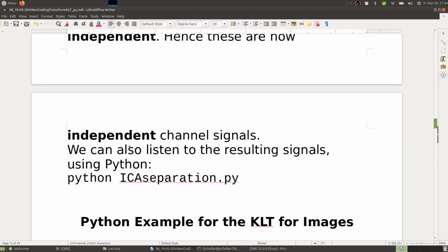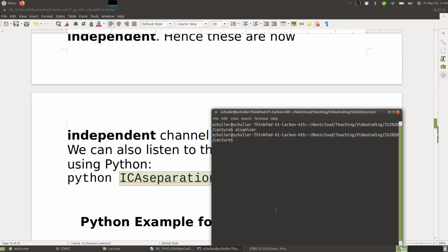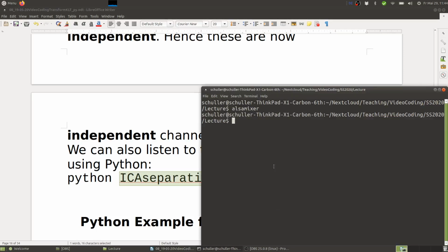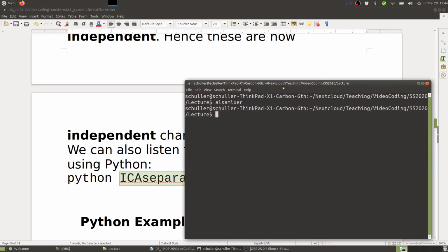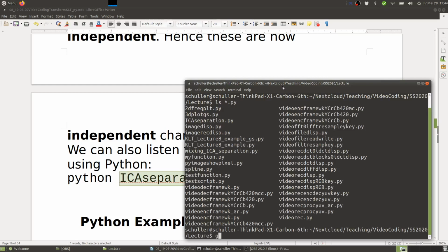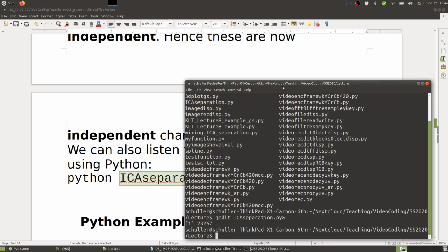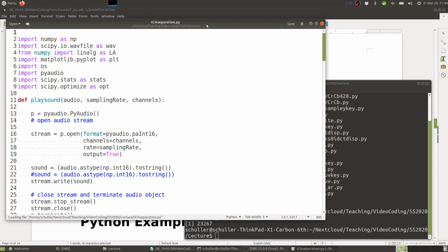We can now also listen to the resulting signals using this little example, this ICA separation, which I want to show you first. Going to my terminal window. ls.py. Let's see if it's there. Yes. So gedit, paste, and here it is.